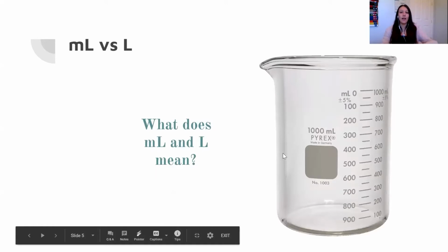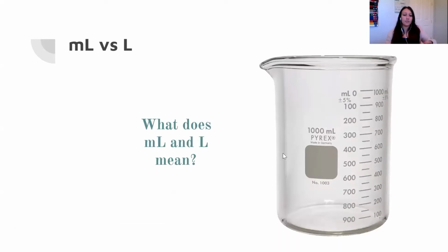Now, what's ml versus L? What do these acronyms stand for? ml means milliliter, and L is just liter. This is how we write out the acronyms when we're trying to solve math problems. If we have 6 milliliters of water, you would write 6 ml. If you had 12 liters of water, you would put 12 L. It's just the label that we use when we are writing these answers down.